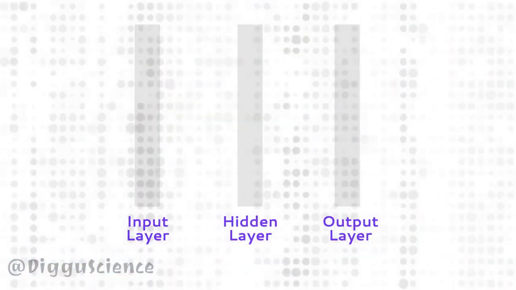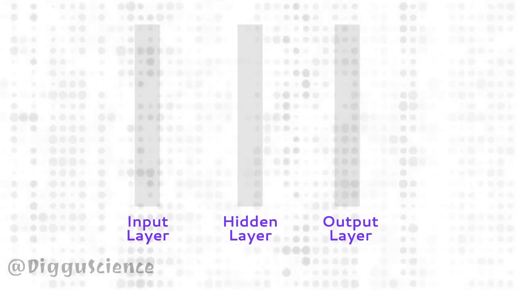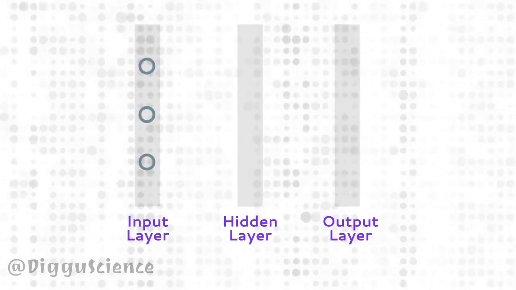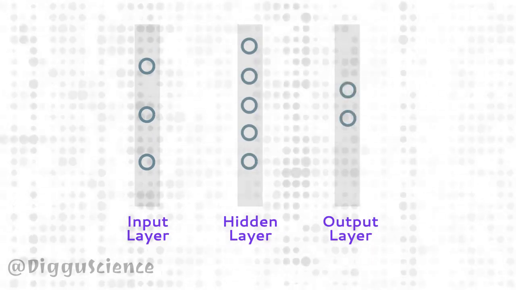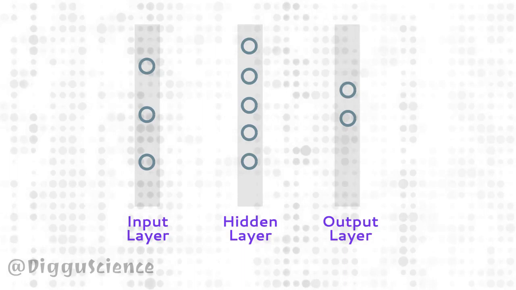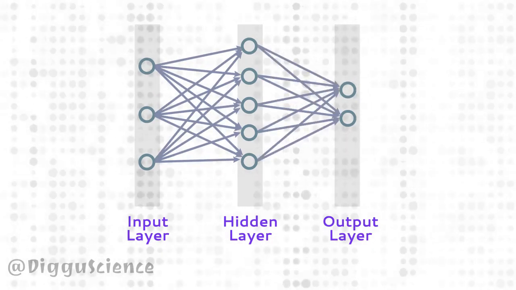Here is a simple artificial neural network. There are 3 nodes on the input layer, 5 nodes on the hidden layer, and 2 nodes on the output layer. Each node is connected to each other via connection lines.